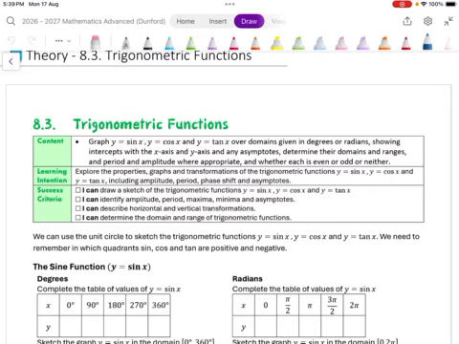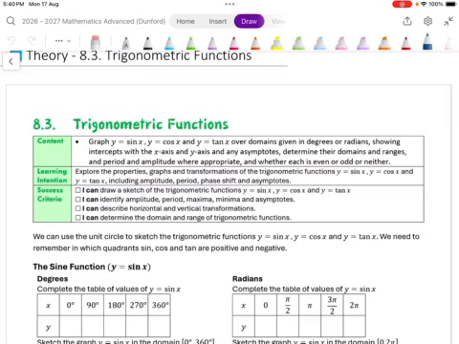Hi guys, today what we're looking at is trigonometric functions, and we're going to be graphing y equals sine x, cos x and tan x over our domains in degrees or radians, and we're going to explore the properties and graphs and transformations of our trig functions, including amplitude, period, phase shift and asymptotes.